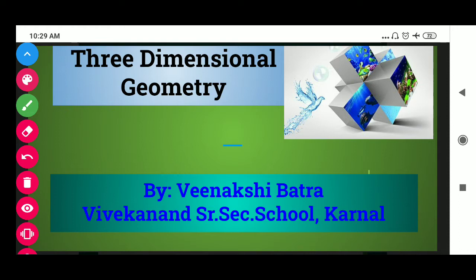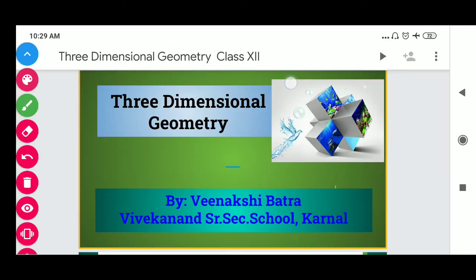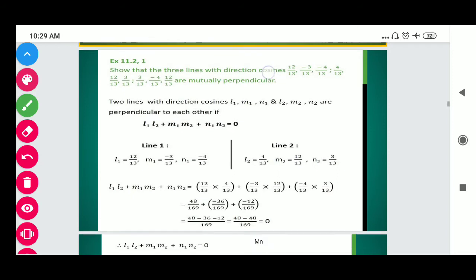In today's session we will discuss the second exercise of this chapter, and I have enclosed the basic concepts and working rule of the topics direction ratio, direction cosines, distance between two parallel lines and the shortest distance between the lines. Okay students, let's start with question number 1.